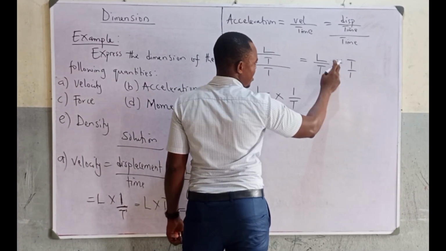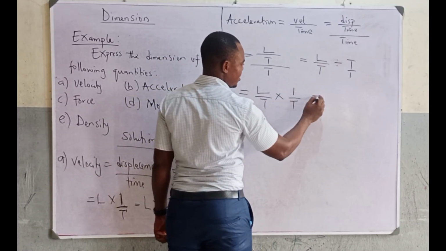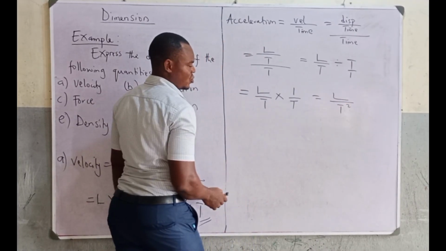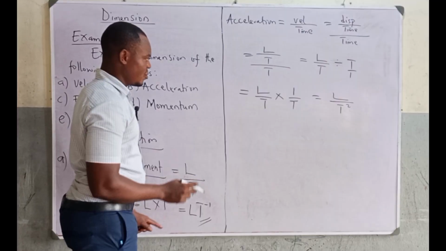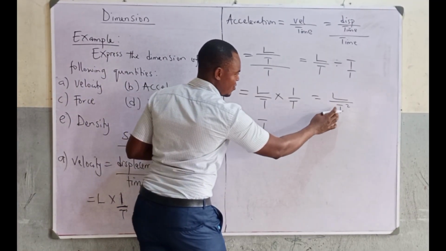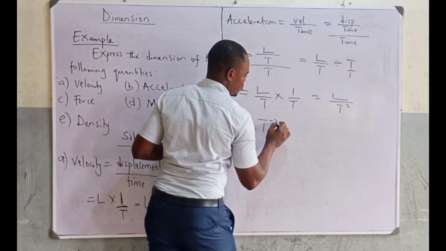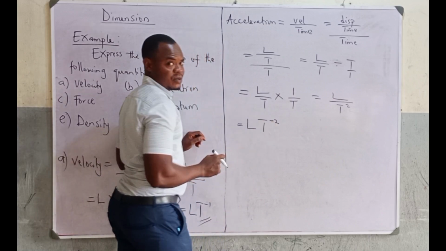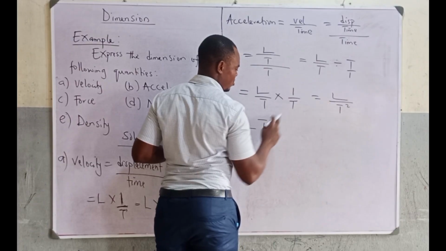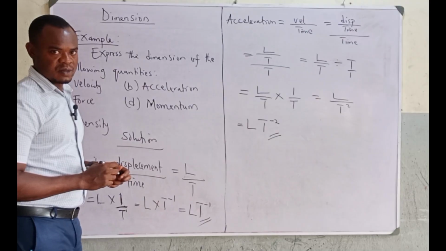So we have down. The sign will change, division to multiplication. So L times 1 is L. T times T is T squared. So to write this, we simply say L, T down. Because it's down, it will be minus 2. Minus because it's down. When it comes up, minus. So this is the dimension of acceleration.